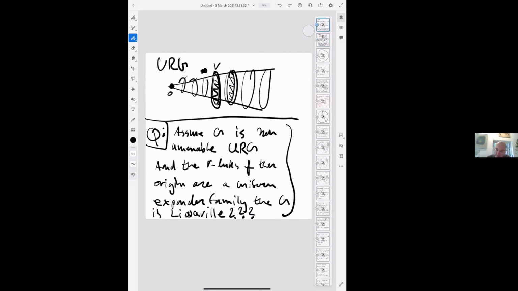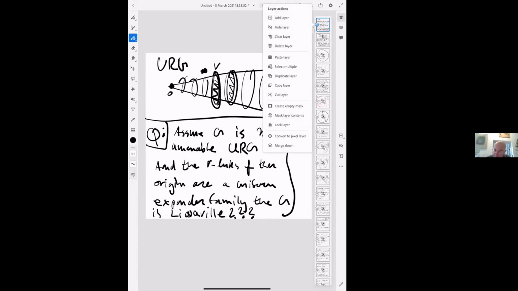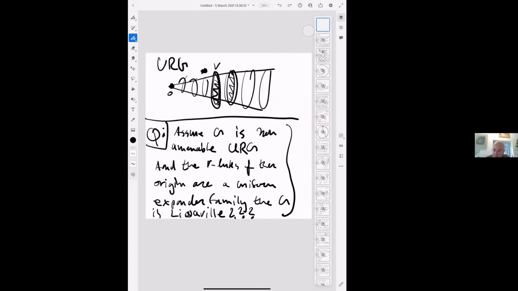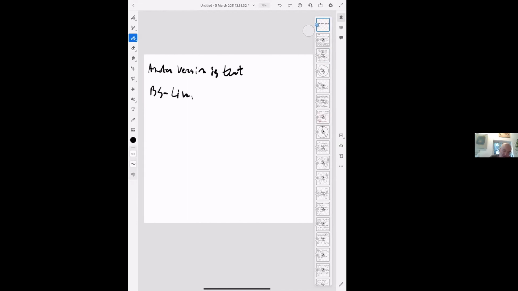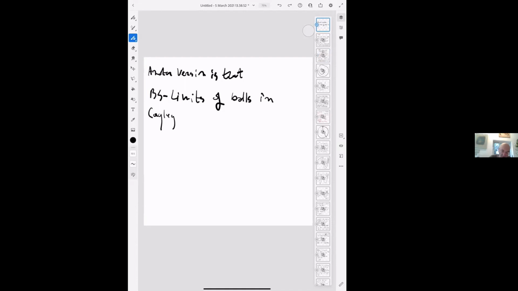Okay. Actually, this was the punchline. Okay, I will mention just another formulation, another version: that BS limits of balls in Cayley graphs, let's restrict even to Cayley graphs, is amenable.